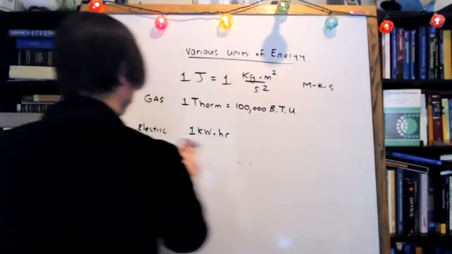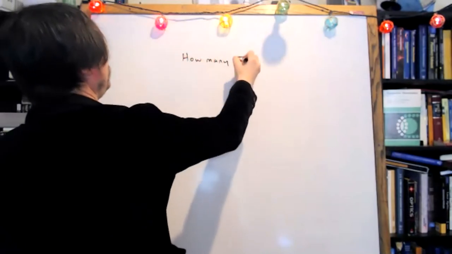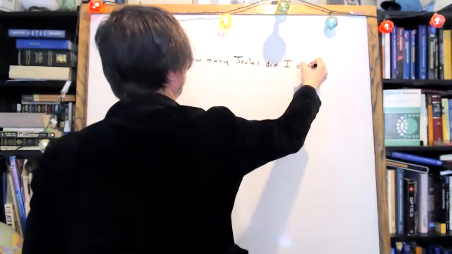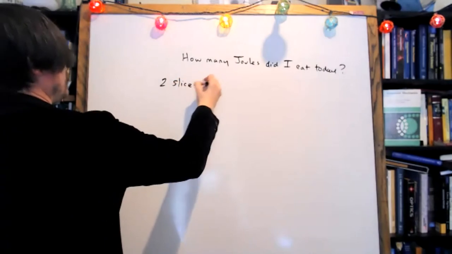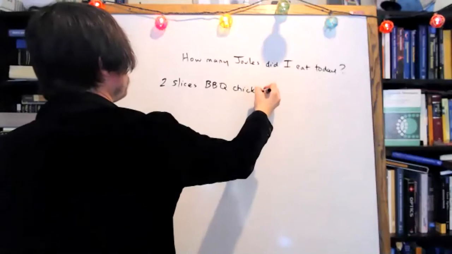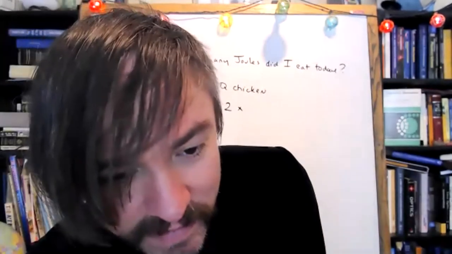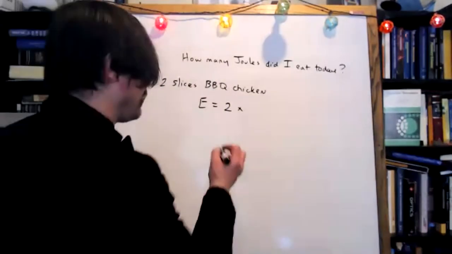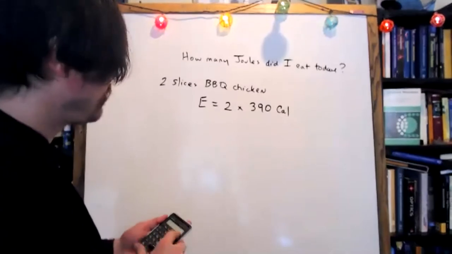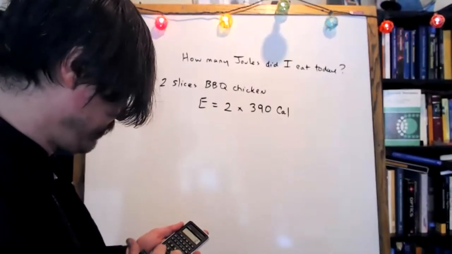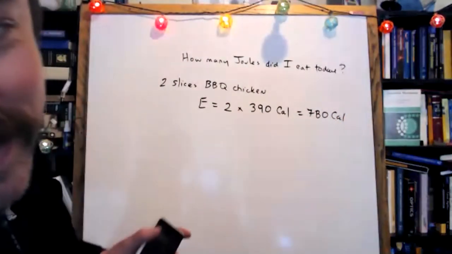I'm going to erase this. Okay, so how many joules did I eat today? Okay, let's play this game. So I had 2 slices of barbecue chicken pizza for a total energy content of 2 times, was it 390 or was it 290? I'm forgetting already. 390. Yeah, it was 390, and that's food calories, right? So that's 780, is that right? Arithmetic isn't my strong suit. 780, says the peanut gallery over there, laughing at my barbecue chicken consumption.